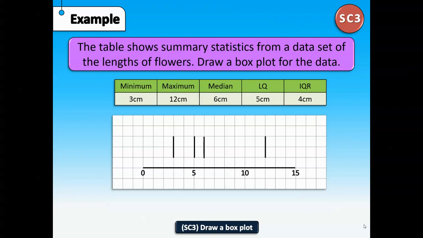The lower quartile is 5 centimeters. And the interquartile range is 4 centimeters. So that means the upper quartile must be 9 centimeters. Now we join up the box and we add on the whiskers. So there's our box plot.